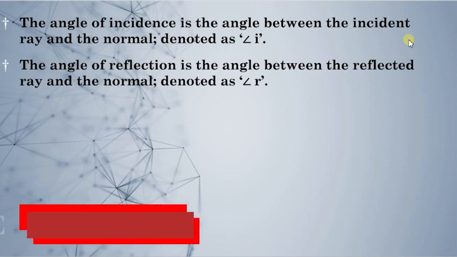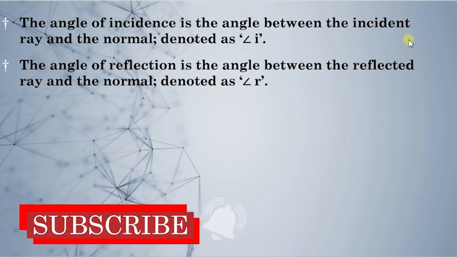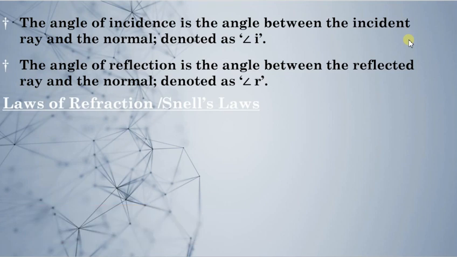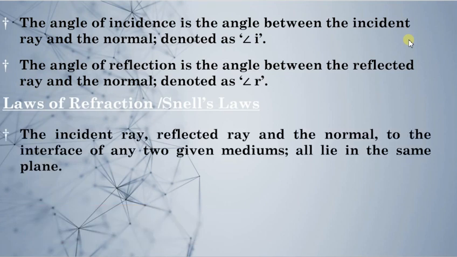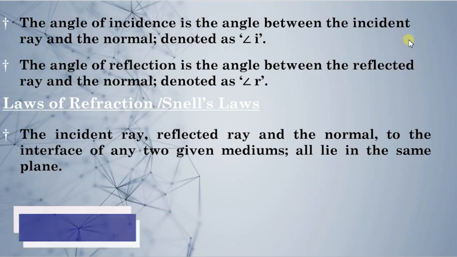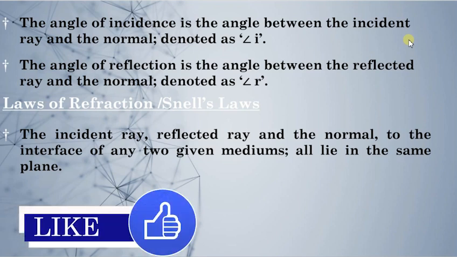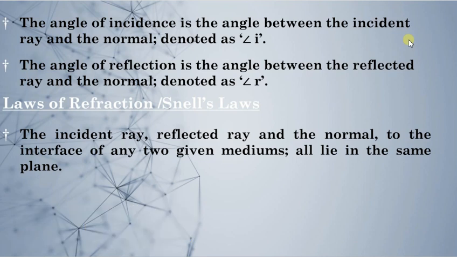Now we have one more law, just like the laws of reflection. We have the laws of refraction also, sometimes referred to as Snell's laws. The first law states that the incident ray, the refracted ray and the normal at the point of incidence of any two given media lie in the same plane. A slight change to what you have studied in the first law of reflection. There, the incident ray, the reflected ray and the normal lie on the same plane, but here you are able to see that the three lie at the interface of any two given mediums. They lie in the same plane.